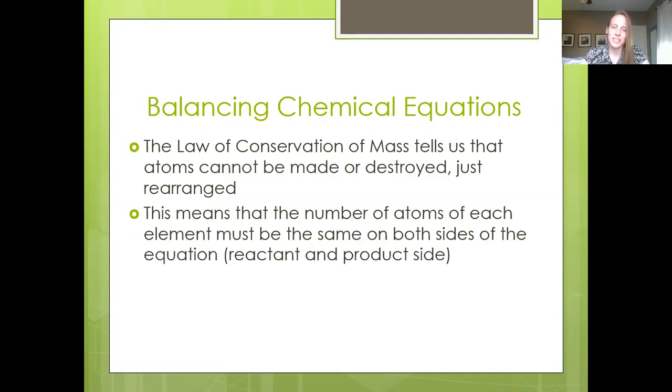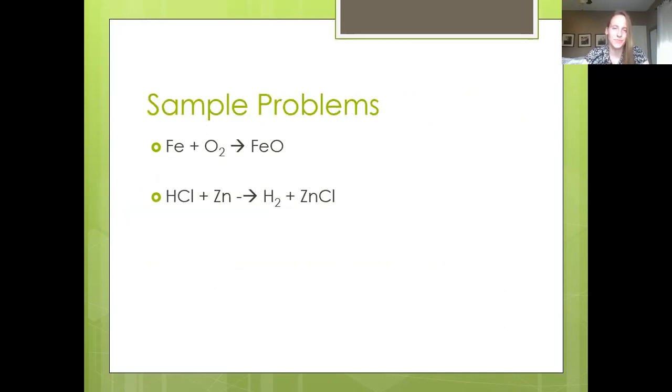Balancing chemical reactions essentially means making sure that the number of atoms of each element are the same on the reactant side as they are on the product side. This is important because the law of conservation of mass tells us that atoms cannot be made or destroyed, just rearranged in chemical processes. And so because of that, we have to make sure that we're not losing or getting extras of any of our atoms of different elements. So we'll start by going through some example problems of how to balance chemical equations.